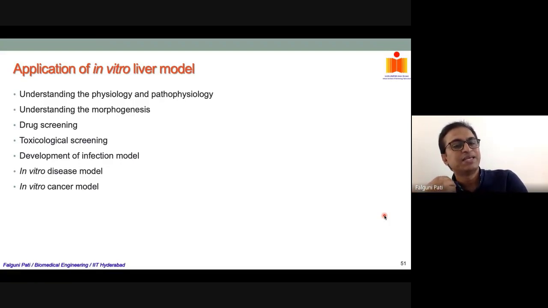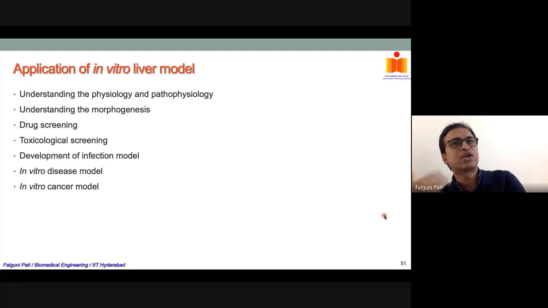So that kind of in vitro disease model, in vitro infection model, can be used, right? Like in the case of COVID, an in vitro COVID-19 model can be developed and used to evaluate the new therapies that some people are developing.